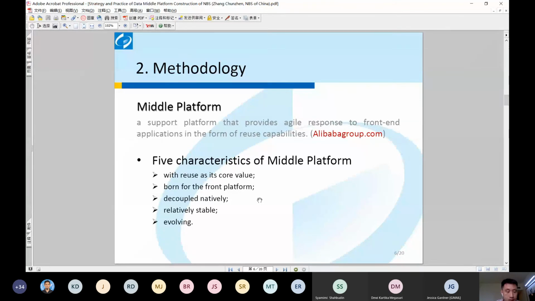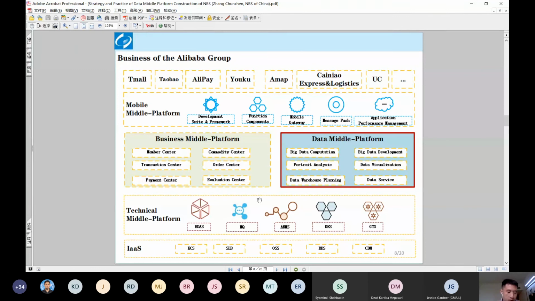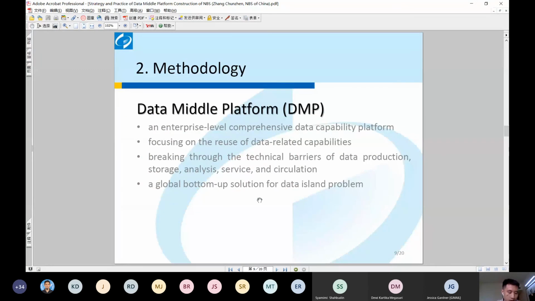From page 6 to 8 in section 2, I will introduce the basic concept about a middle platform, which is the superclass of DMP. Due to time limit, I'll skip these 3 slides. Now, I will focus on the DMP method we have adopted in our study.